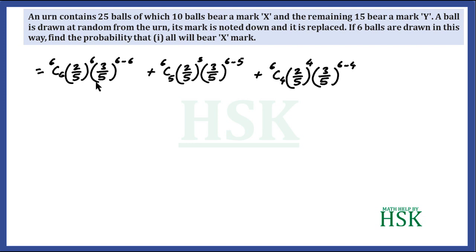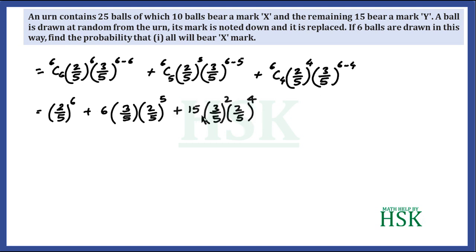So this we have already solved, equal to (2/5) to the power of 6. Here 6C5 would be equal to 6, and this 3/5 is to the power of 6 minus 5, which is 3/5 to the power of 1. So this would be equal to 6 into 3/5 into (2/5) to the power of 5. 6C4 is equal to 15, so this would be 15, and this 3/5 is to the power of 6 minus 4, which is (3/5) squared, into (2/5) to the power of 4.